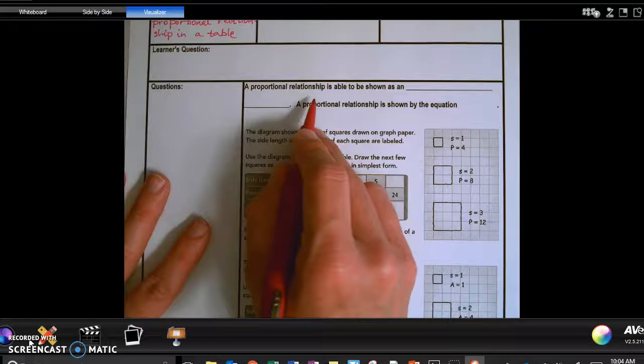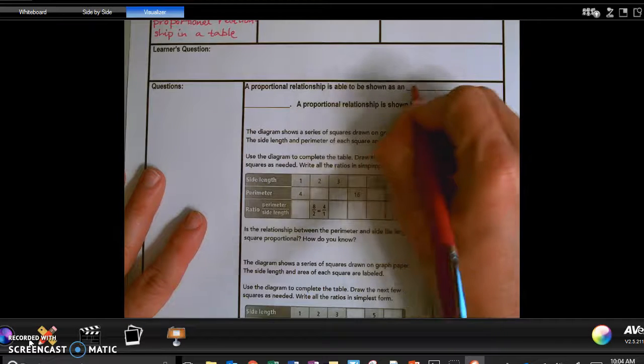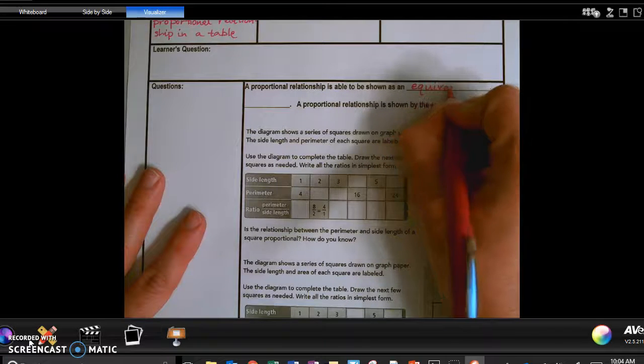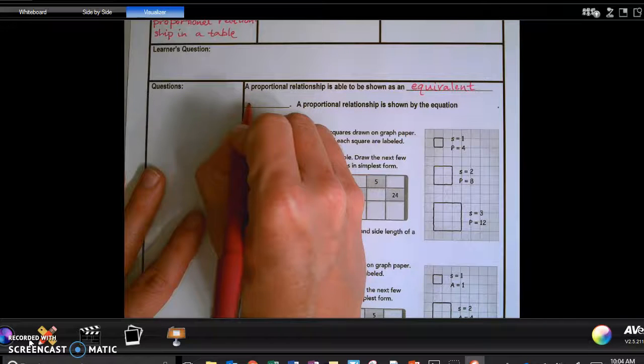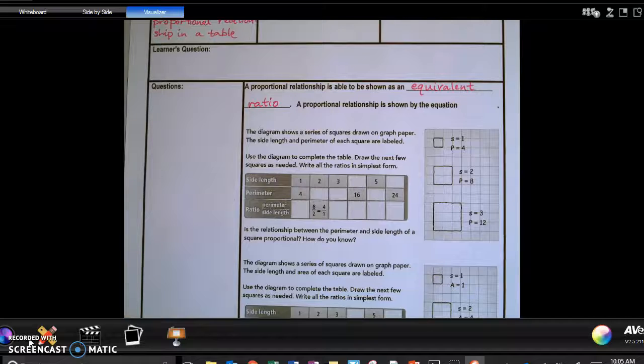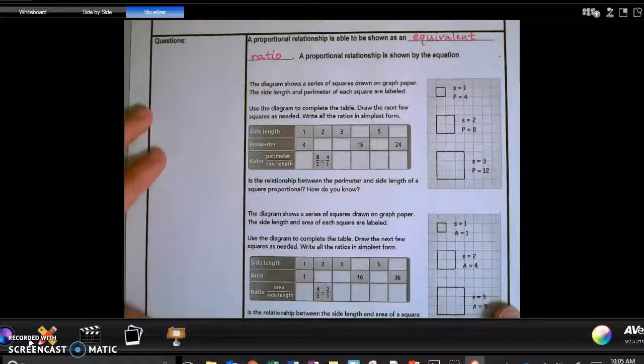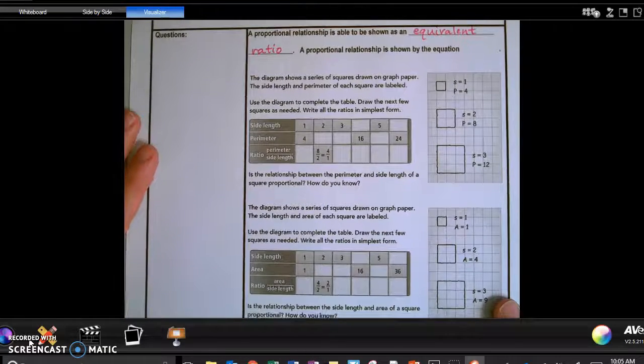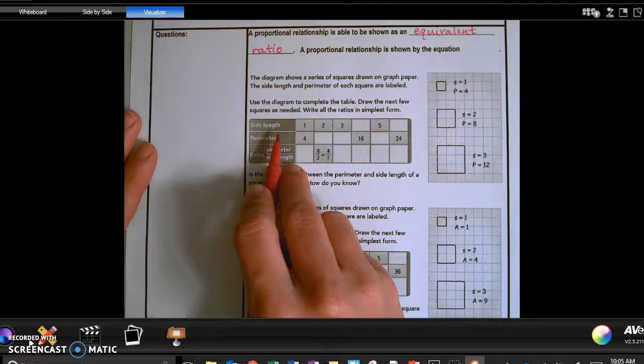A proportional relationship is able to be shown as an equivalent ratio. So what's great about this is that this is a skill that we already worked on last topic. We spent a lot of time on that. So we're familiar with equivalent ratios, and we can always make equivalent ratios by multiplying or dividing. So we will come back to the equation piece, but for now I want to look at this example.